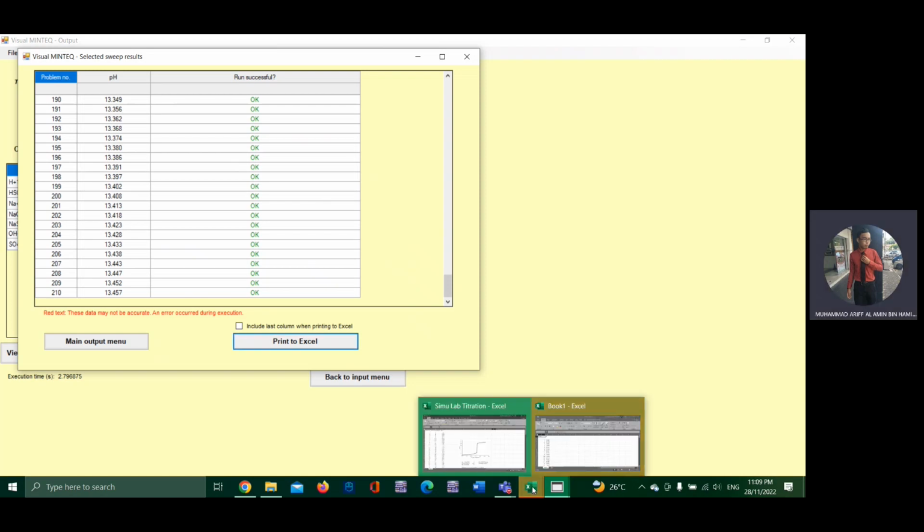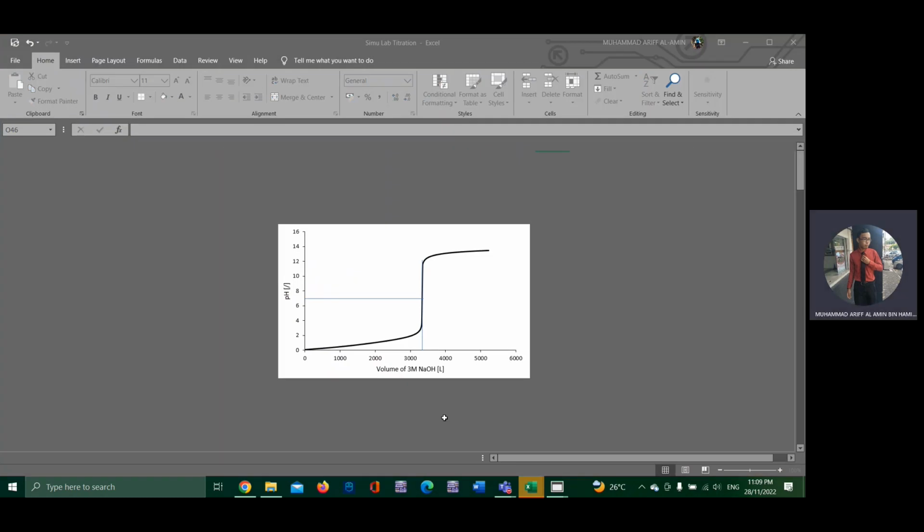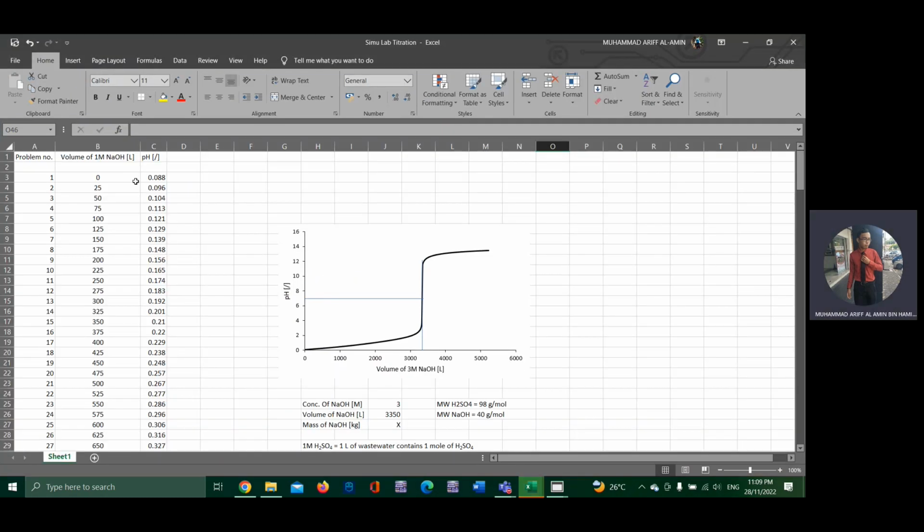So I have prepared the graph and the calculation. I have plotted the titration curve of NaOH volume on the x-axis and the pH on the y-axis. So as you can see, the pH is on the y-axis, and then volume of sodium hydroxide, 3 molar sodium hydroxide, will be at the x-axis.